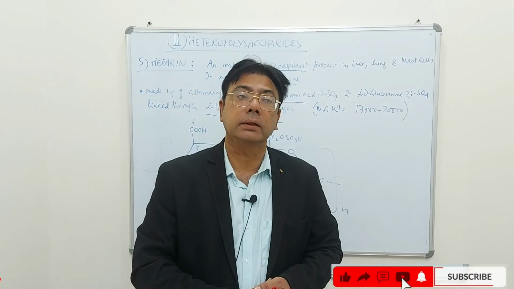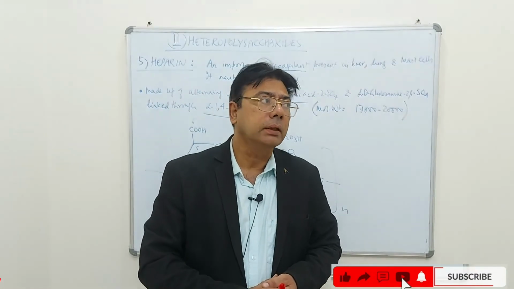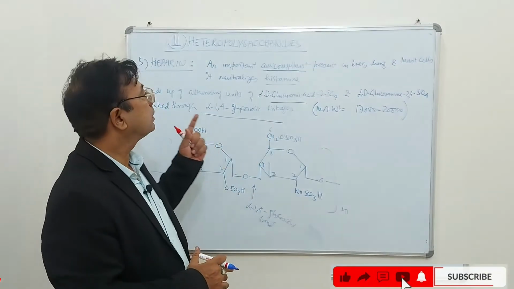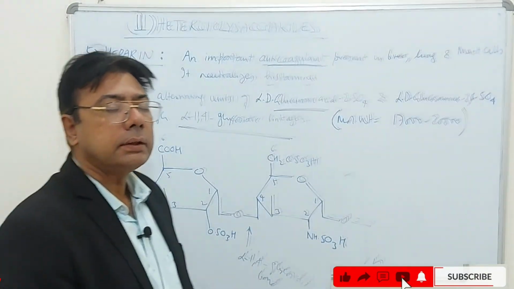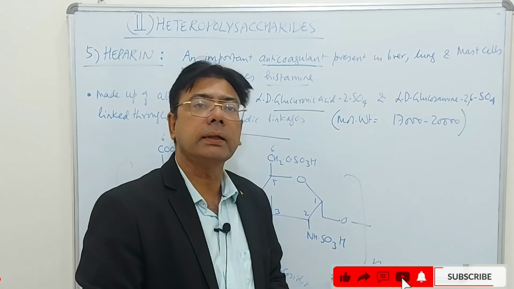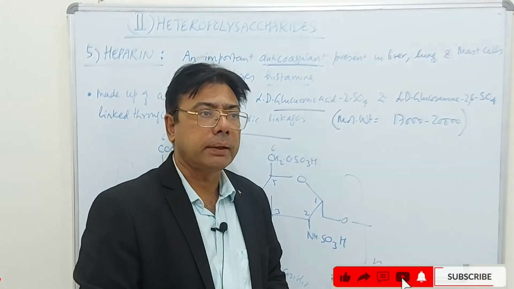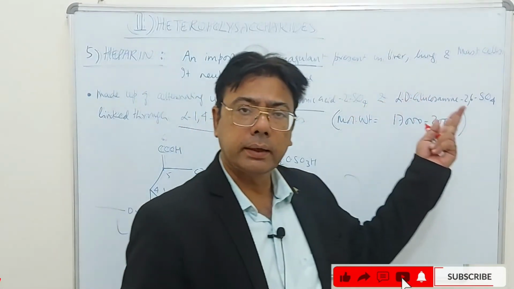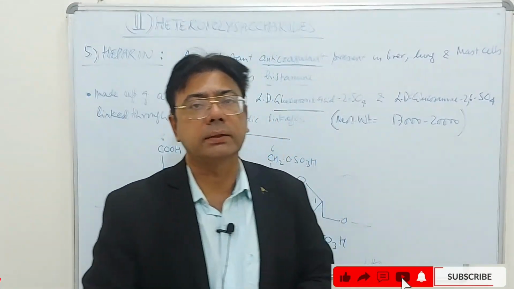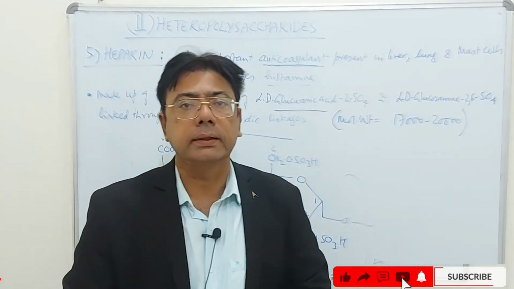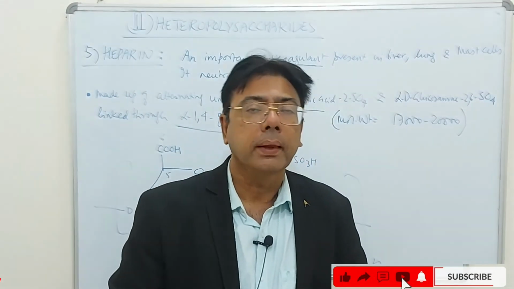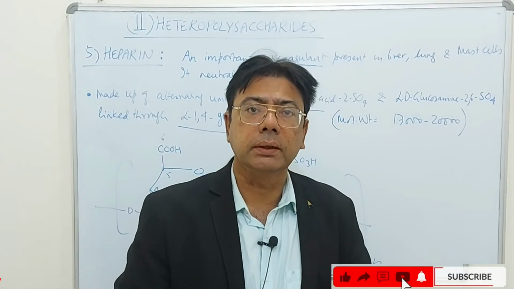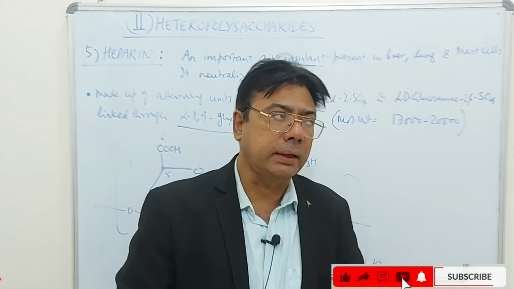Coming to the last example of heteropolysaccharides, I have the very famous molecule which is called heparin. As you know, heparin is an anticoagulant abundantly found in animals. In our body it is found in the liver, lung and mast cells. You know that mast cells are tissue phagocytes which contain histamine, heparin and serotonin, and in them the role of heparin is possibly to neutralize histamine.